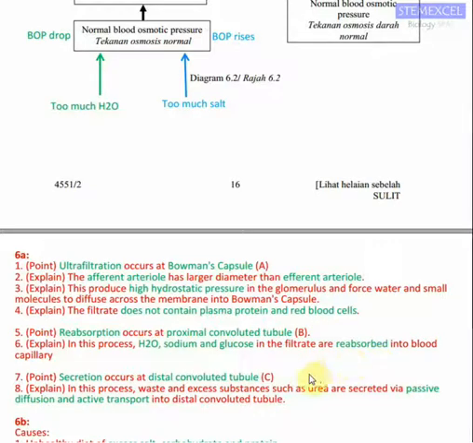And the last one, C, and this is where the secretion occurs. So you can say secretion occurs at distal convoluted tubule, and the explanation is, in this process, waste and excess substances, for example urea, are secreted via passive diffusion as well as active transport into distal convoluted tubule. So this will be the 6 points that you can put in for the first part.